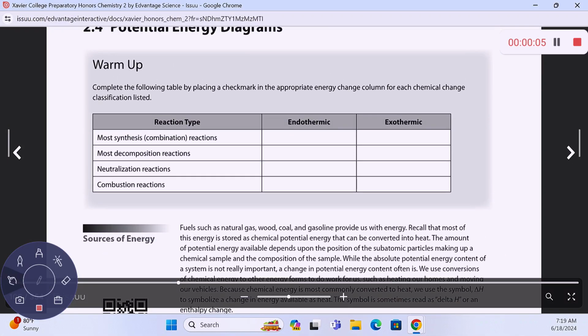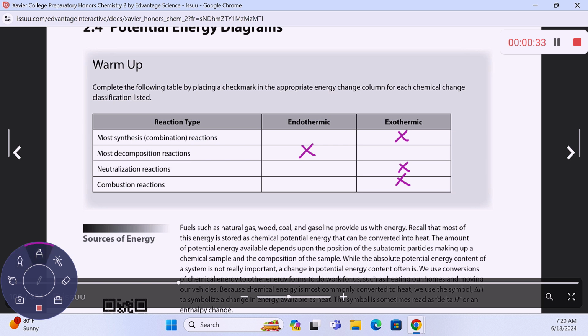Okay, back in chapter 4, we looked at different types of chemical reactions. And synthesis reactions, did they absorb energy or did they release energy? Okay. How about decomposition? Neutralization? And then combustion? Perfect.